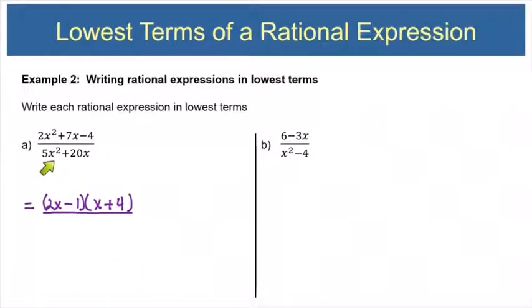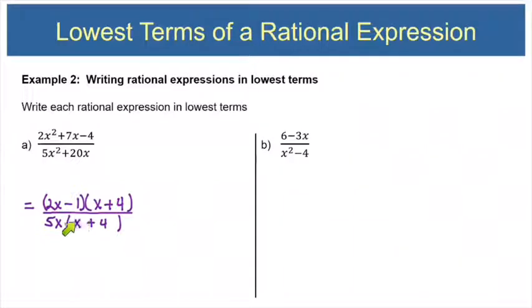Now for the denominator, this is not a trinomial, so it's not going to separate into two binomials. But what I can do is factor a GCF from these two terms. So notice that 5 goes into both coefficients, and notice that x is common to both terms. So if I factor out a 5x, then I'm going to have two terms inside the parentheses. 5x times x would make 5x squared, and 5x times 4 would make 20x.